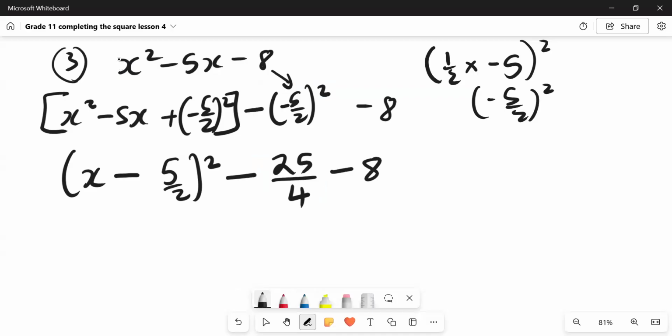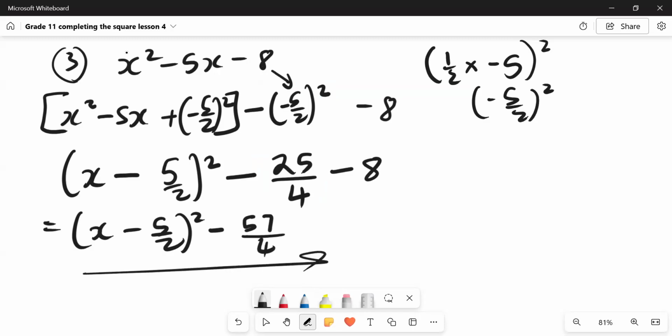Hope it makes sense. And then from here, you'll have your x minus 5 over 2 all squared minus. You just use your calculator there, you get your 57 over 4. And then that's it.